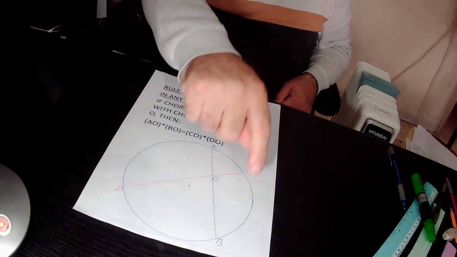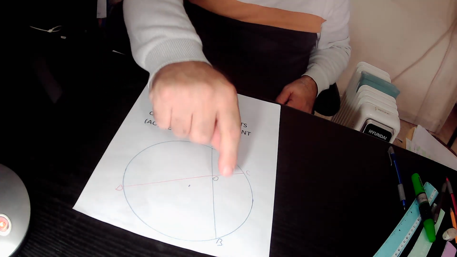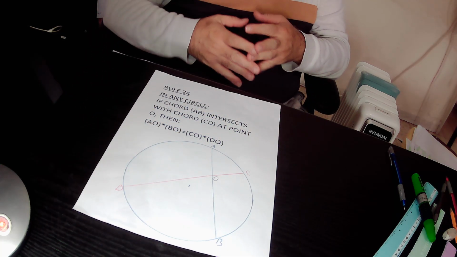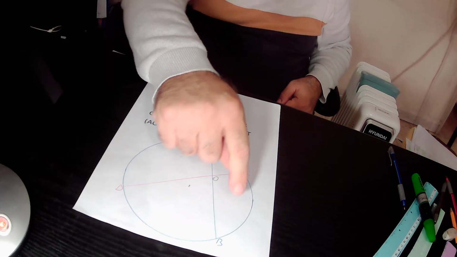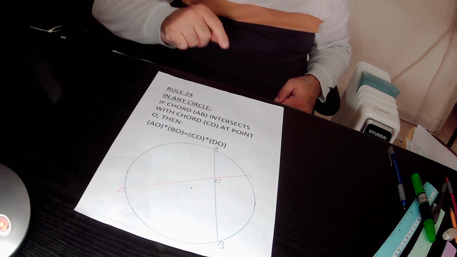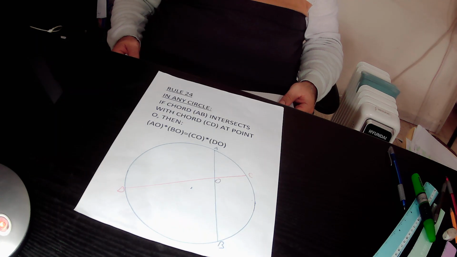So in the drawing, we have a circle. This is chord AB that intersects with chord CD at point O. So in this drawing, the equation AO times OB equals CO times OD holds. So we can implement rule 24 in our drawing.